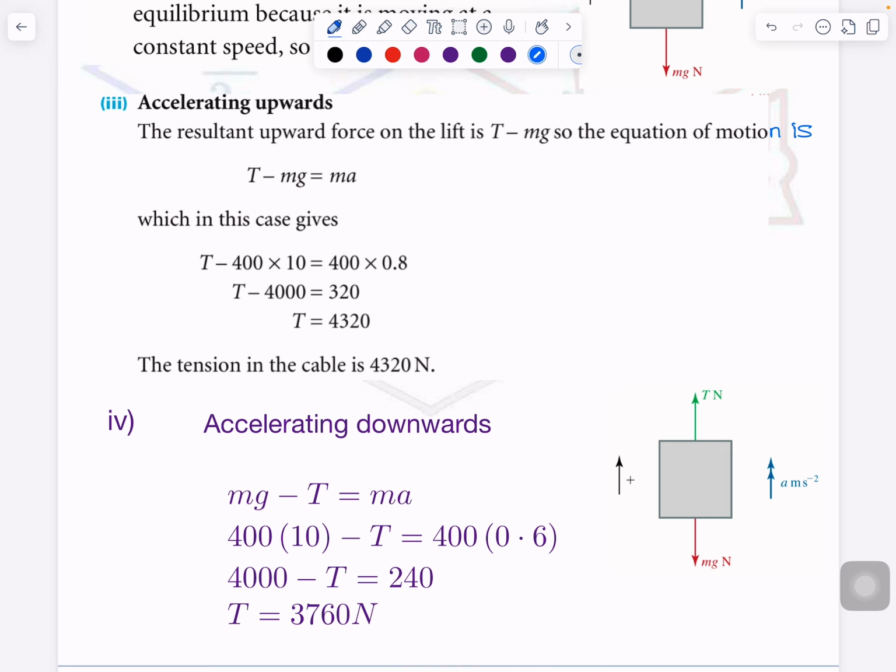Right. So we will end the video here, and the next video will talk about Newton's third law.